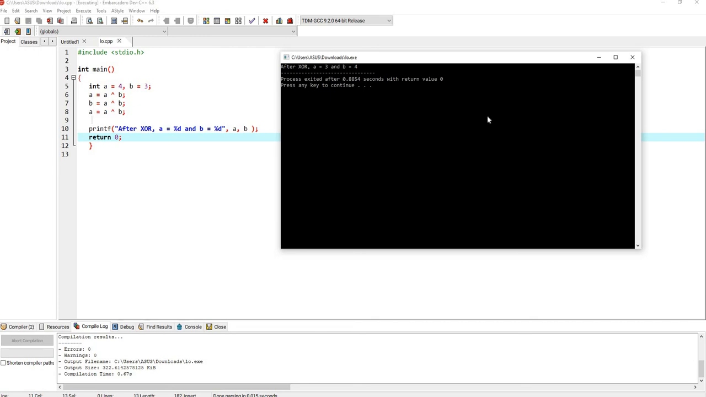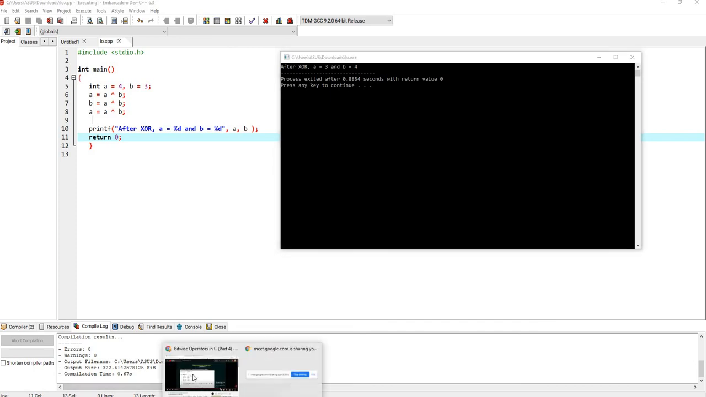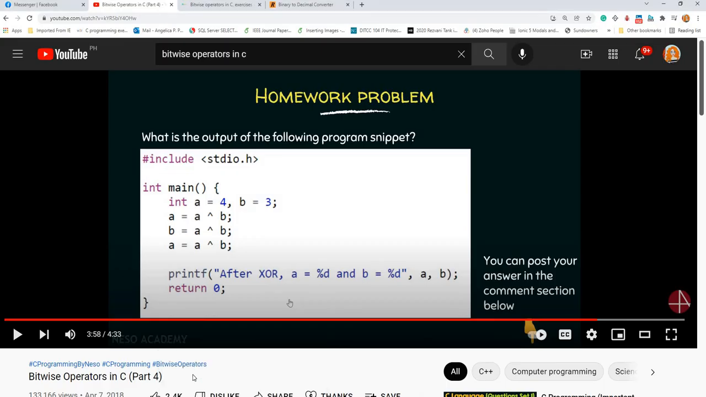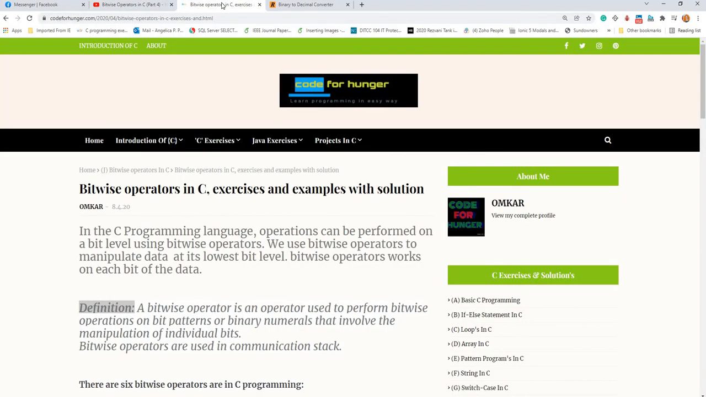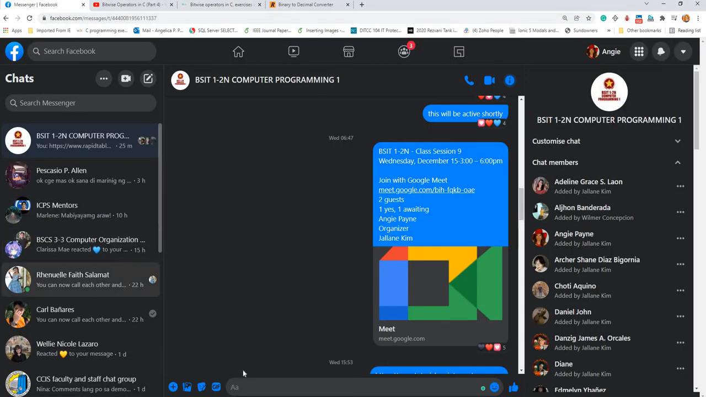Now, tayo ay magsasample, no? Okay. Dito tayo, no? Gamitin natin, i-sample natin yung exercise natin, no? Okay. So, ilalagay ko tong sa ating GC.